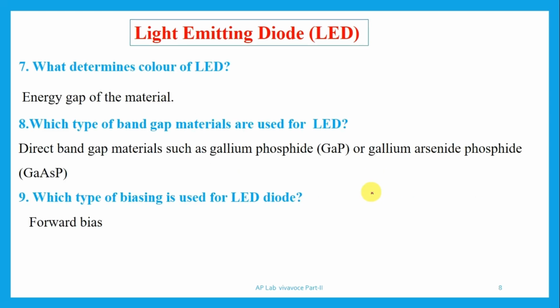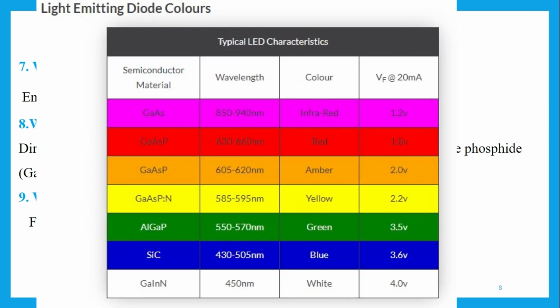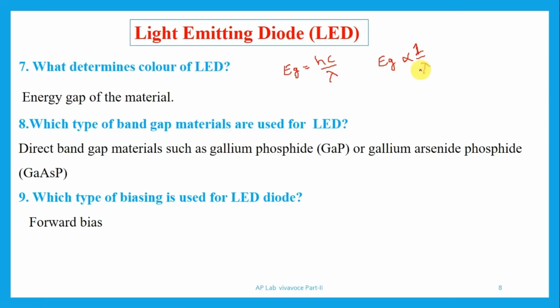Then what determines the color of an LED? The color of an LED depends on the energy gap of the material. We already know energy gap equals h nu, which can be written as hc by lambda. The energy gap of a material is inversely proportional to the wavelength. So when the energy gap changes, the wavelength automatically changes, where h is Planck's constant and c is the velocity of light.